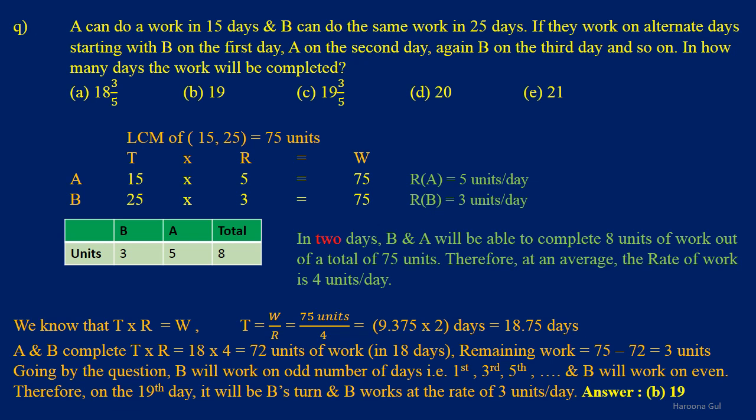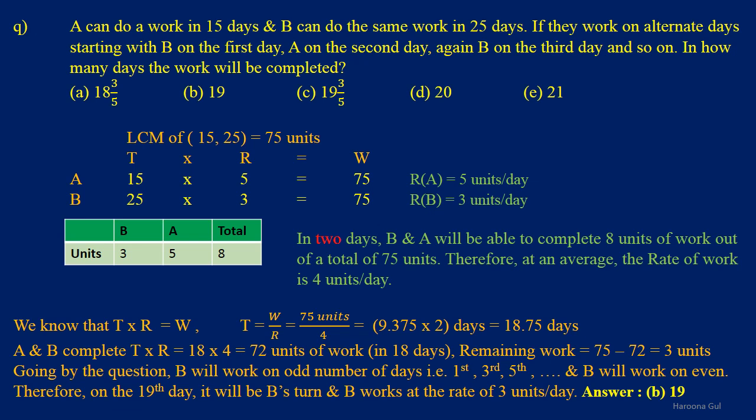Now you see, with practice you are going to automatically do the calculations. The step might confuse you first, but do not take stress. It is very easy. Time into rate is equal to the work done. So the time taken to complete 75 units of work at the rate of 4 units per day is 18.75 days. Now to make our calculations easy, let us ignore 0.75. In 18 days, A and B complete 72 units of work, right? Because 18 into 4 is equal to 72.